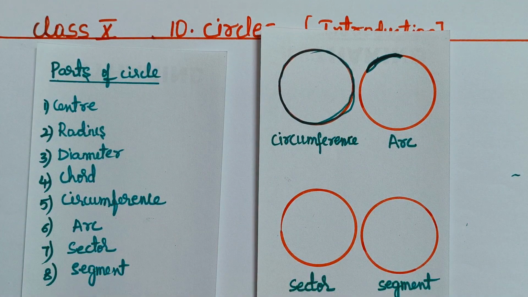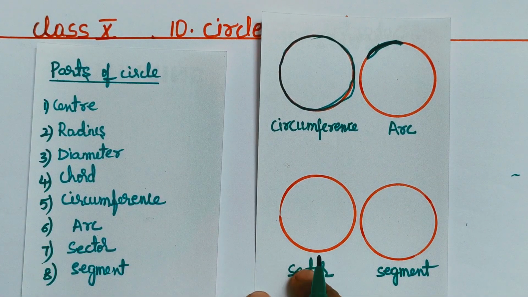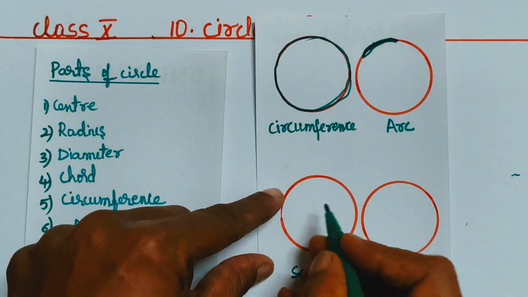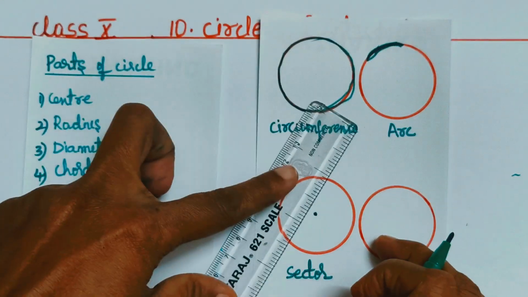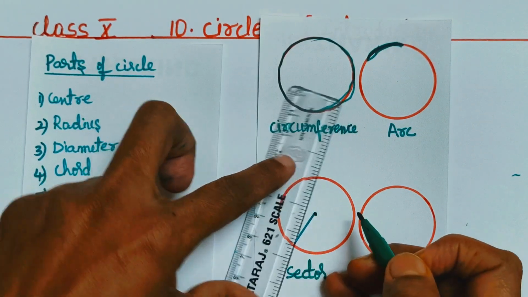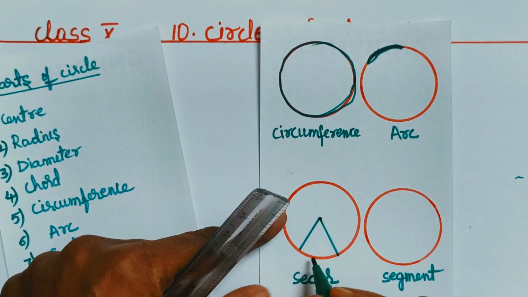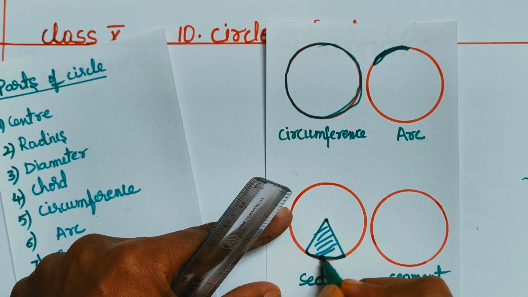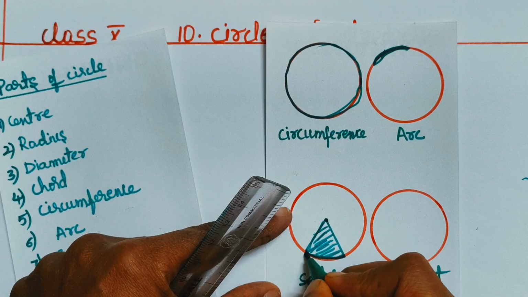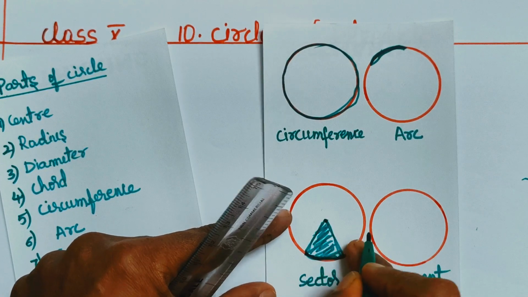Next, we are going to learn sector. In this chapter, sector and segment are very important. There are sums about sector and segment. So, what is a sector? See here, this is the center point. Here we are taking two radii. Here I am taking one radius, and here also one radius. With these two radii, this is the arc. This area is called a sector.